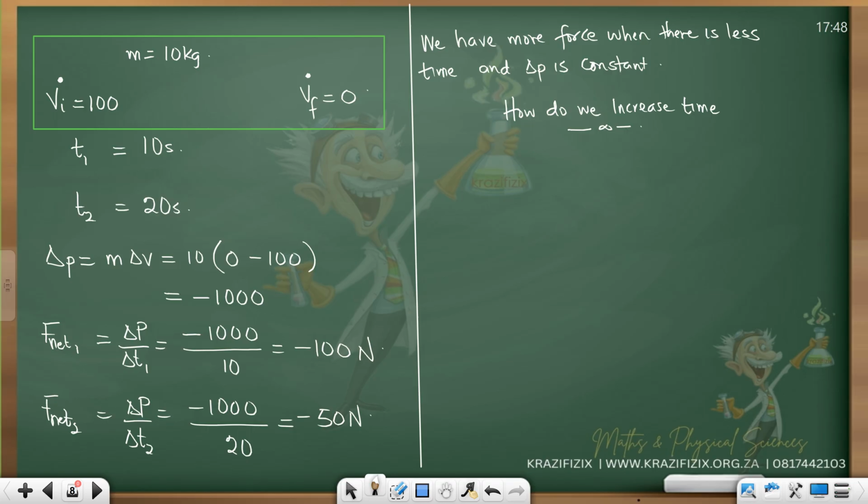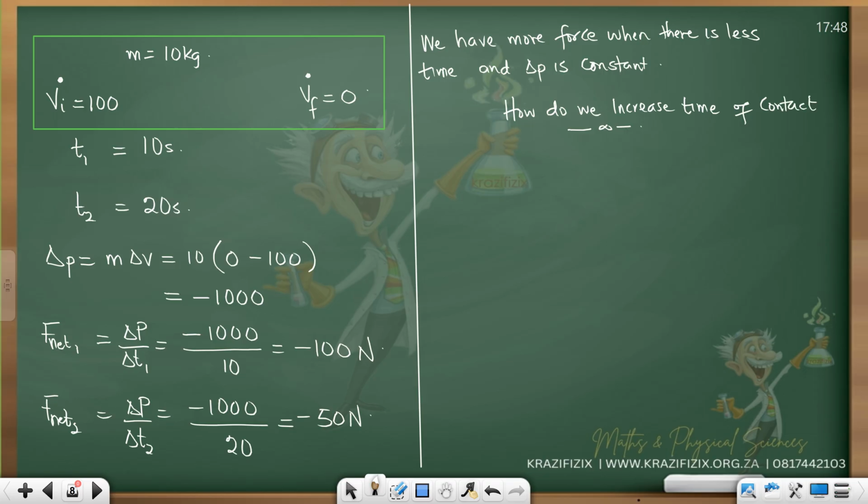How do we increase time? Now, this is application. This is where I'm going to ask you to think away from your rooms. Okay, we can think in the room as well, but think outside, think out of the box now. If we increase time when there is contact, how do we increase the time of contact?